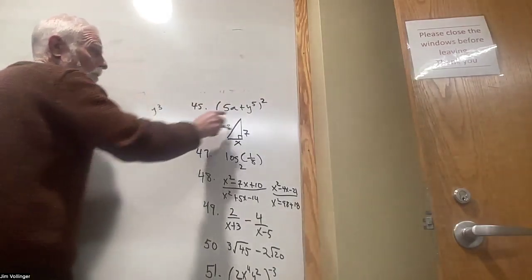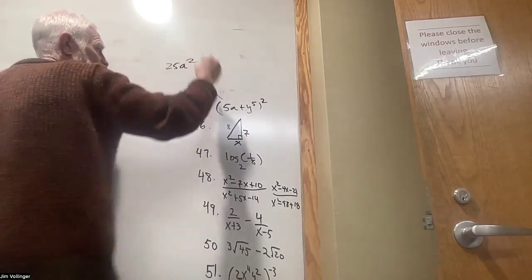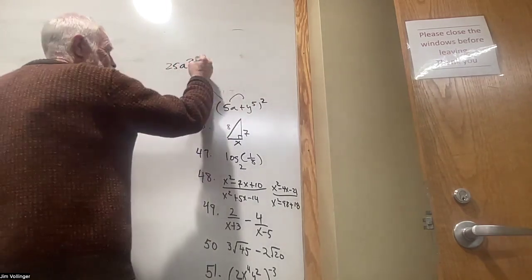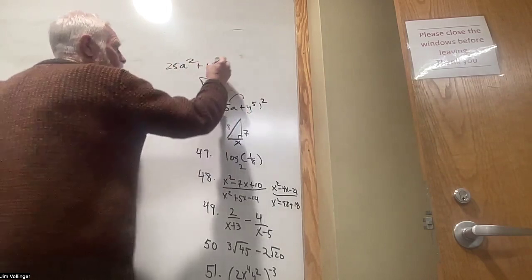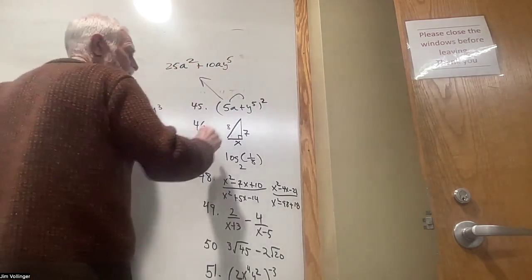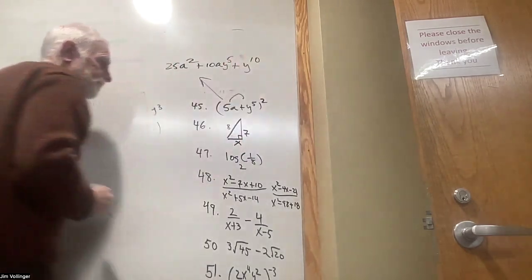Squaring binomials. I hope you can square a binomial quickly. Square the first term, 25a squared. Double the product. 5 doubled is 10. Do not change the a and the y to the 5. FOIL it. You'll find out why. Like terms. Y to the 5 squared, y to the 10, and you're done.